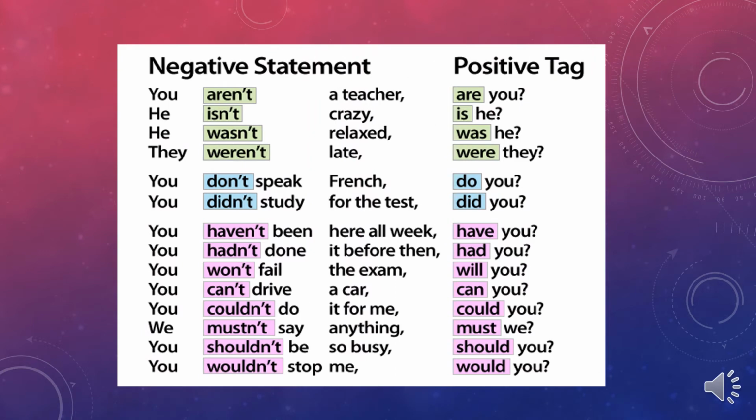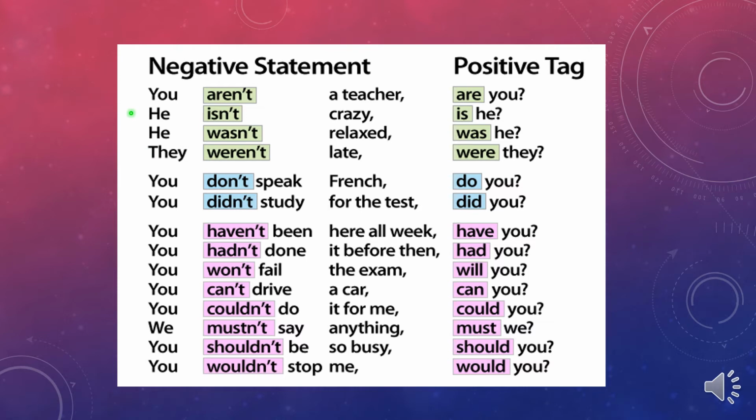You have here the opposite form. Okay? You have the negative statement in one position. In this position, in this form, you have negative statement and the other positive tags. Okay? They are the same tenses, the same modals. Son los mismos tiempos y los mismos modals. You aren't a teacher, are you? He isn't crazy, is he? He wasn't relaxed, was he? They weren't late, were they? To be verb. That's the first group.